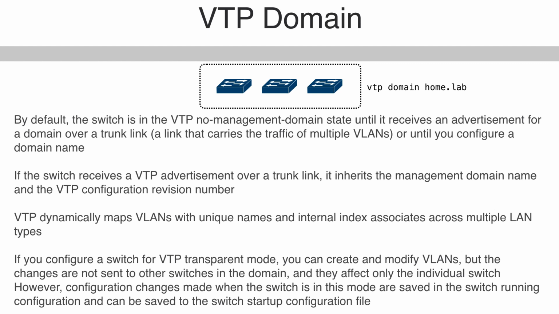VTP dynamically maps VLANs with unique names and internal index associates across multiple LAN types. Mapping eliminates excessive device administration required from network administrators. If you configure a switch for VTP transparent mode, you can create and modify VLANs, but the changes are not sent to other switches in the domain, and they affect only the individual switch. However, configuration changes made when the switch is in this mode are saved in the switch running configuration and can be saved to the switch startup configuration file.